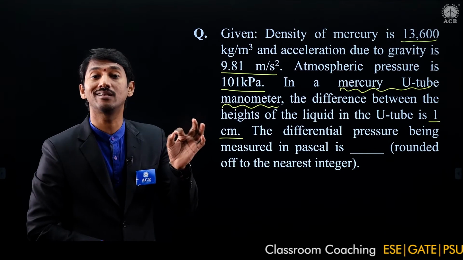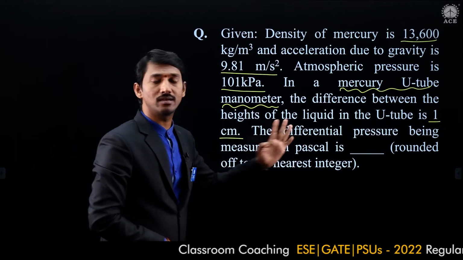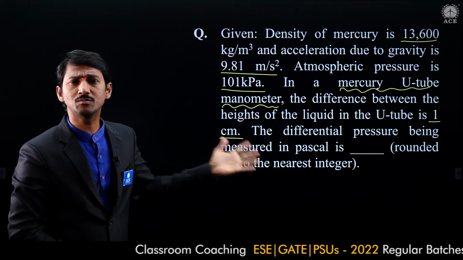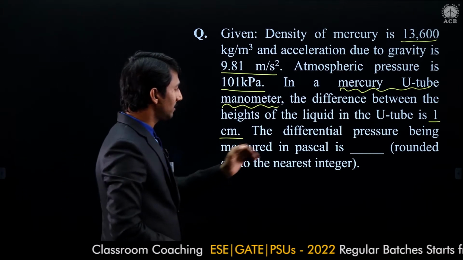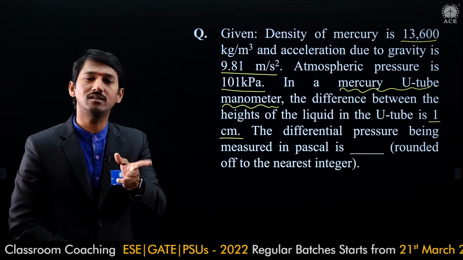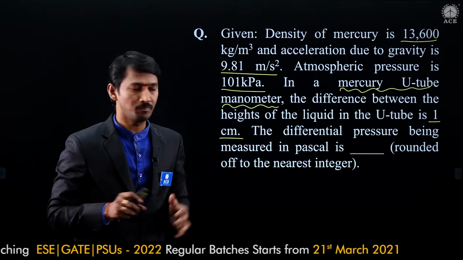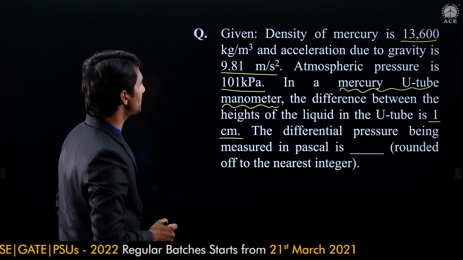Differential pressure means delta P he is asking, right? Being measured in Pascal, he is asking in terms of Pascal. Okay. Sir, rounded off to the nearest integer. Suppose if you are getting a decimal point, you need to make it into the nearest integer. That's what the point. So let us write the given data first.